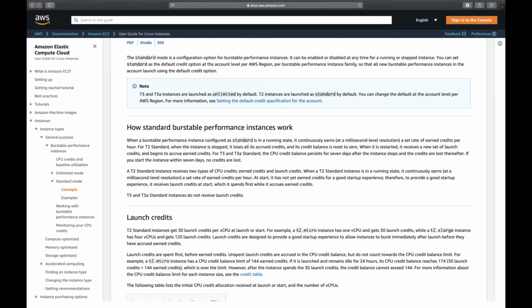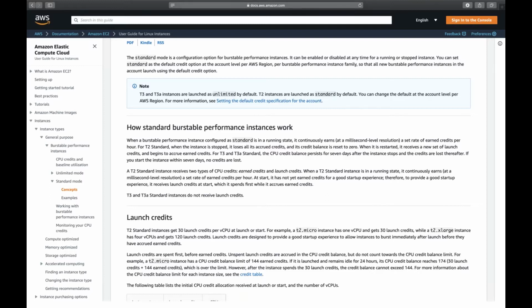This is a good question somebody can ask you. So let me note down how standard burstable performance works. Let's read: when a burstable performance instance configured as standard is in a running state, it continuously earns a set rate of earned credits per hour. For T2 standard, when the instance is stopped, it loses all its accrued credits and its credit balance is reset to zero. When it is restarted, it receives a new set of launch credits and begins to accrue earned credits.